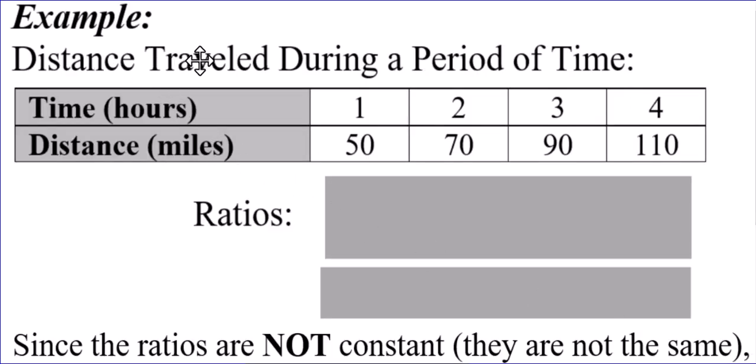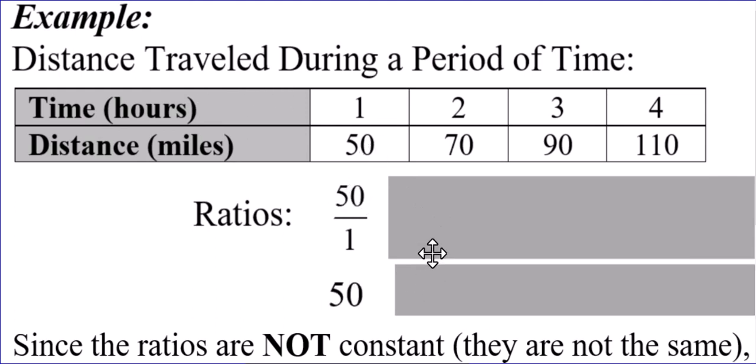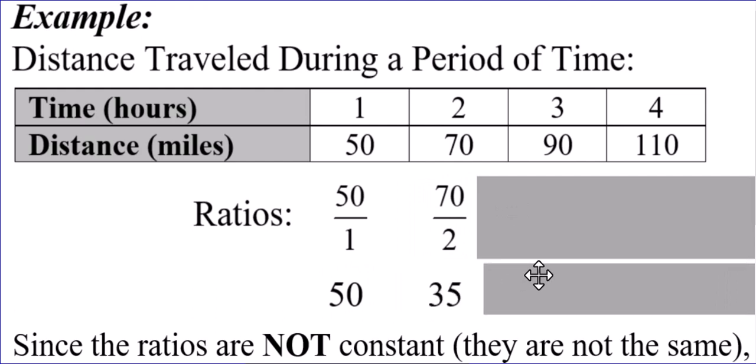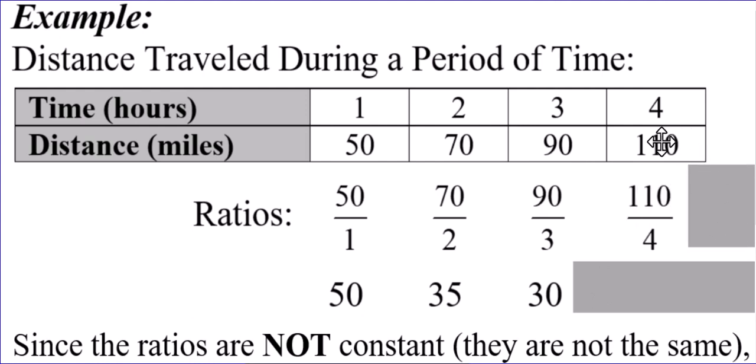Here we have the distance traveled during a period of time. Will this give us a constant ratio if I take the miles and divide by the hours? Well, let's check this out. 50 divided by 1 would be 50. But is 70 divided by 2 also 50? Nope, that would be 35 miles per hour. Is 90 miles divided by 3 hours going to give me the same ratio? Nope, it's a different ratio, 30 miles per hour. And lastly, if I take 110 divided by 4, I would get 27.5 miles per hour.